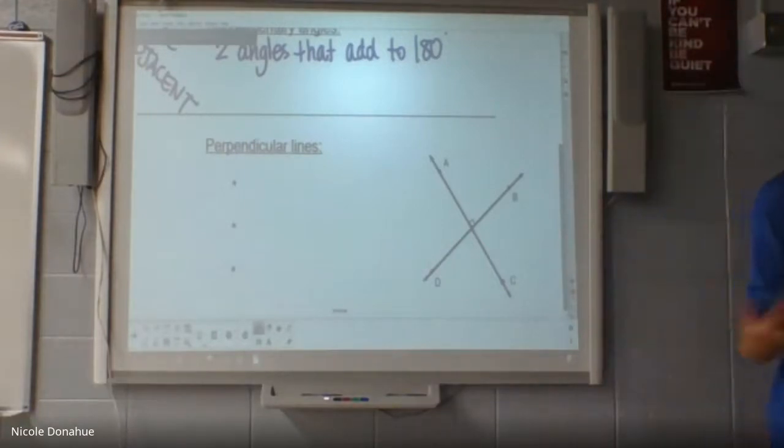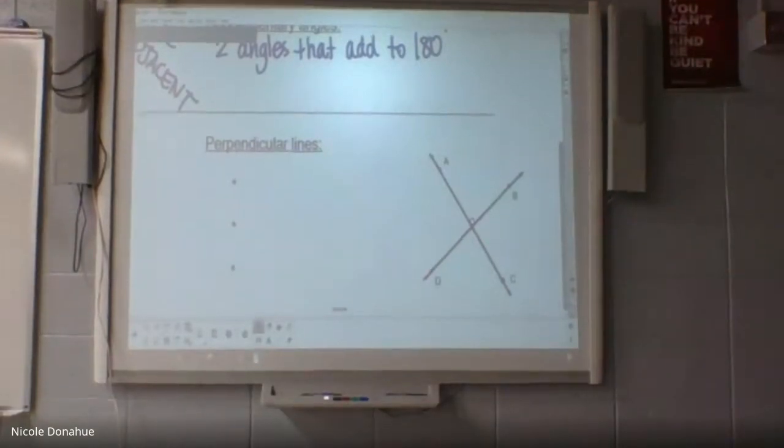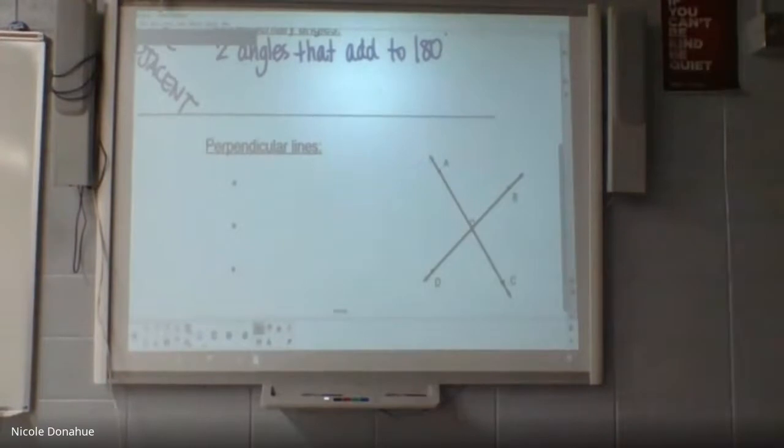So we're going to talk about perpendicular lines, and then we're going to get into a whole bunch of different algebra problems involving these types of angles. And so the drawing you have here is an example of perpendicular lines. What do you notice about this drawing? What's special about it? What's unique about this drawing? Or what do you see in general?